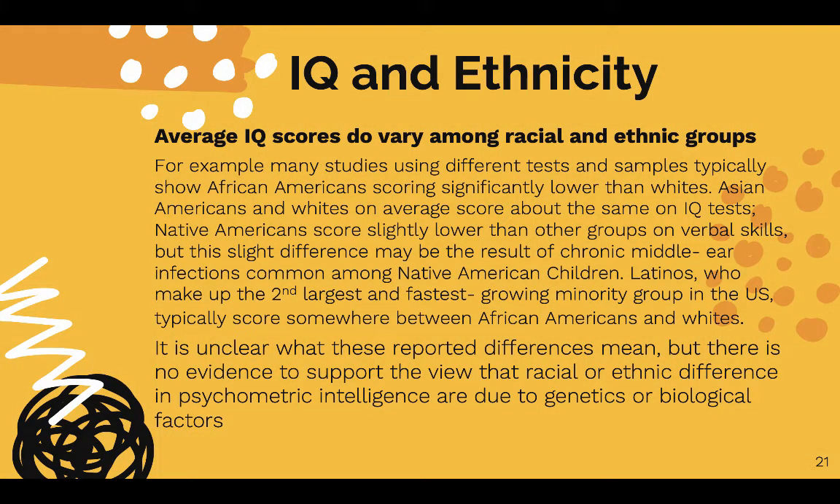IQ and ethnicity. IQ scores do not vary among racial and ethnic groups. For example, many studies using different tests and samples typically show African Americans scoring significantly lower than whites. Asian Americans and whites on average score about the same. Native Americans score slightly lower than other groups on verbal scales, but this slight difference may be the result of chronic middle ear infections common among Native American children.